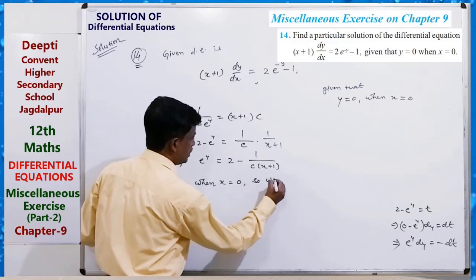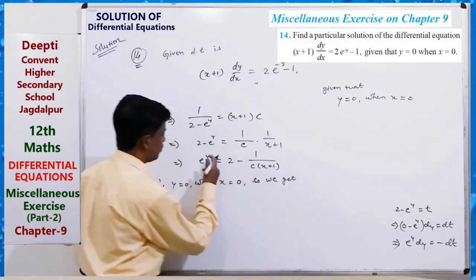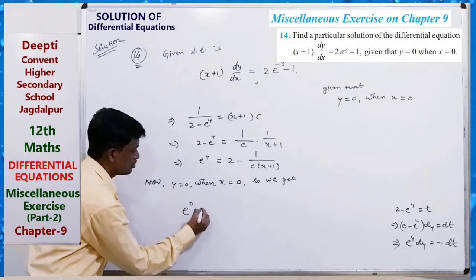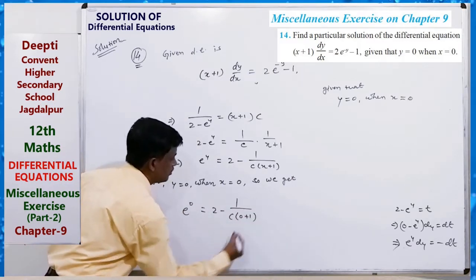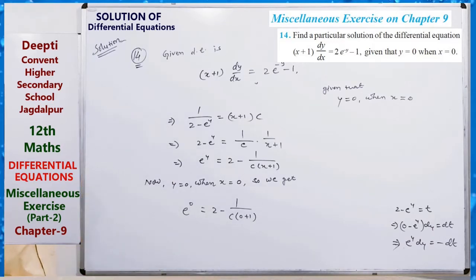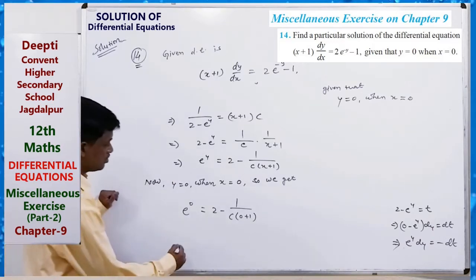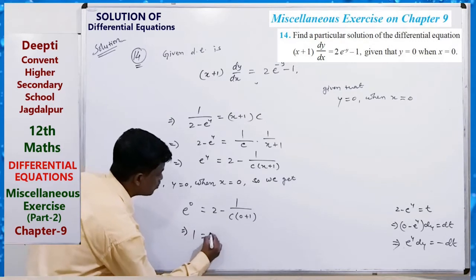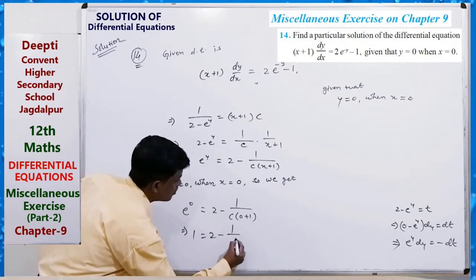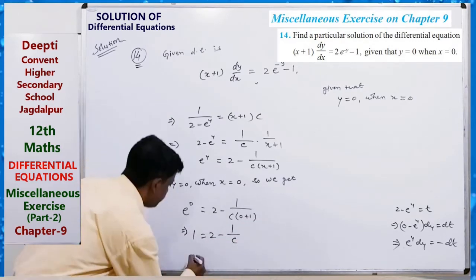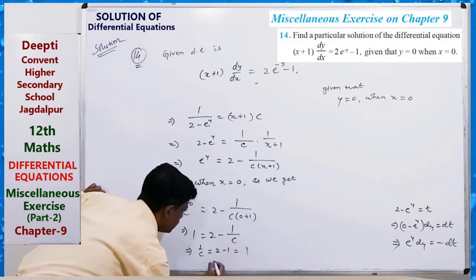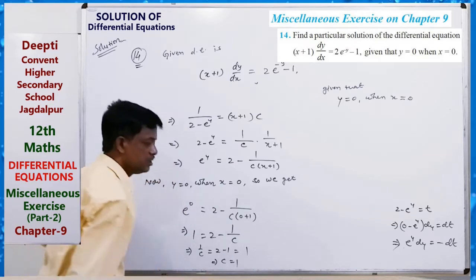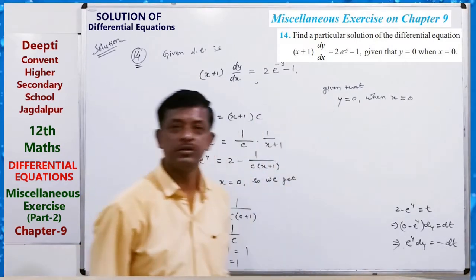So we get e to the power 0 equals 2 minus 1 upon c into 0 plus 1. That is x0, y0. Solve it. 1 equals 2 minus 1 upon c. So 1 by c equals 2 minus 1 equals 1, which implies c equals 1.